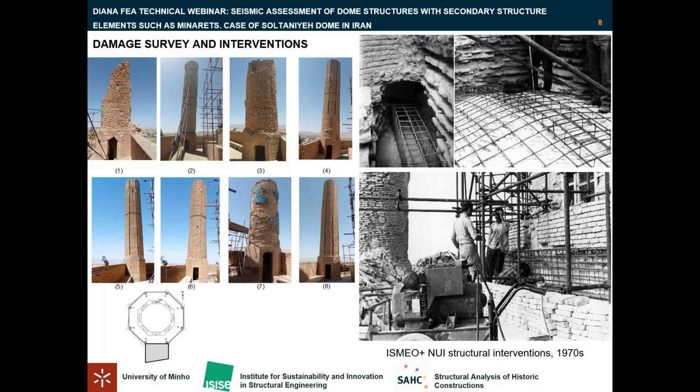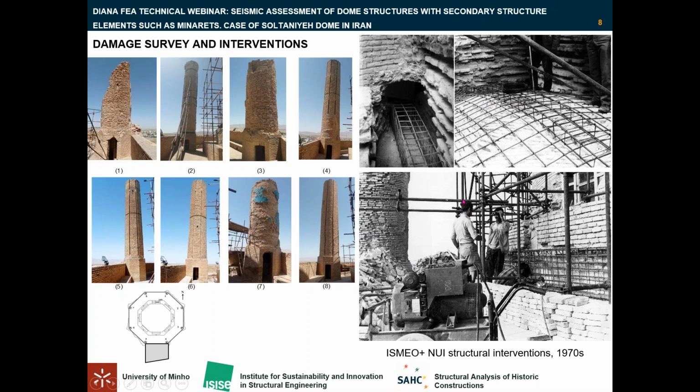Soltaniyeh is located in a high seismic hazard zone, having experienced several strong earthquakes over the centuries. Additionally, the building has undergone significant damages, notably the partial or total collapse of minarets that you can see in these pictures. In the 1970s, extensive structural interventions were performed on the building by collaboration of Iran National University and ISMEO. You can see in this picture some of these interventions.